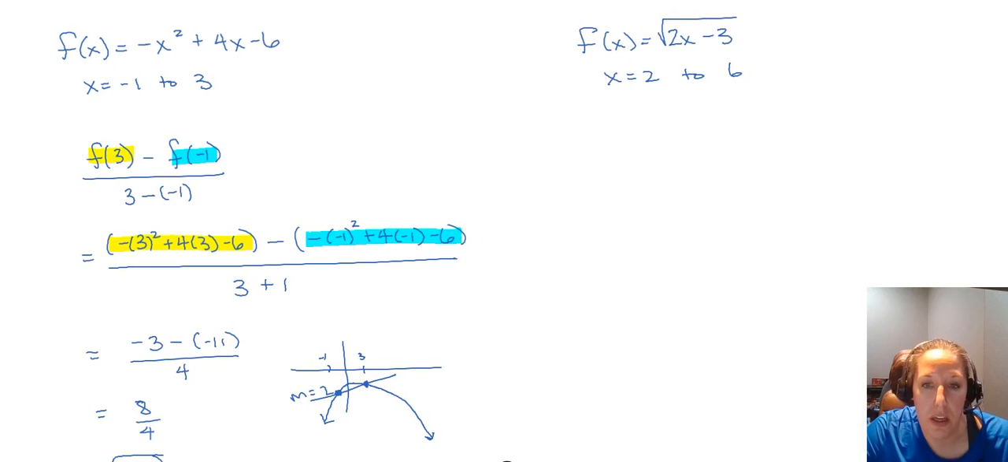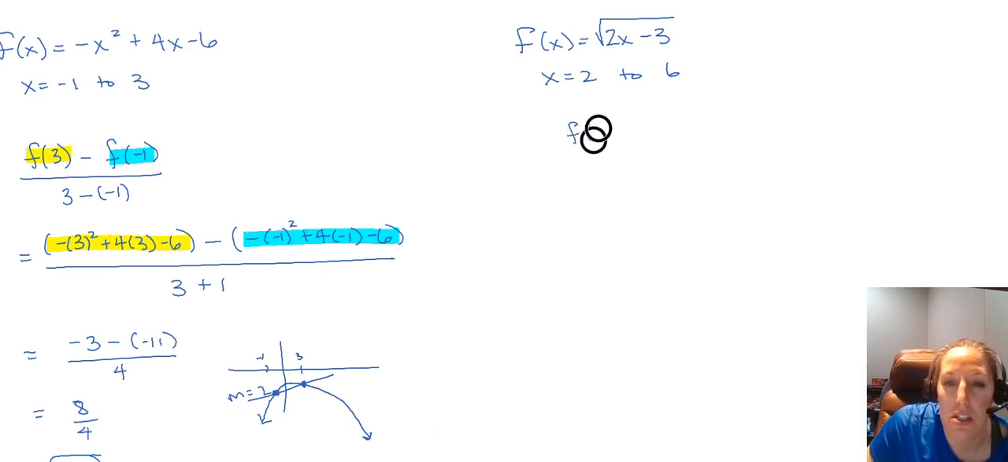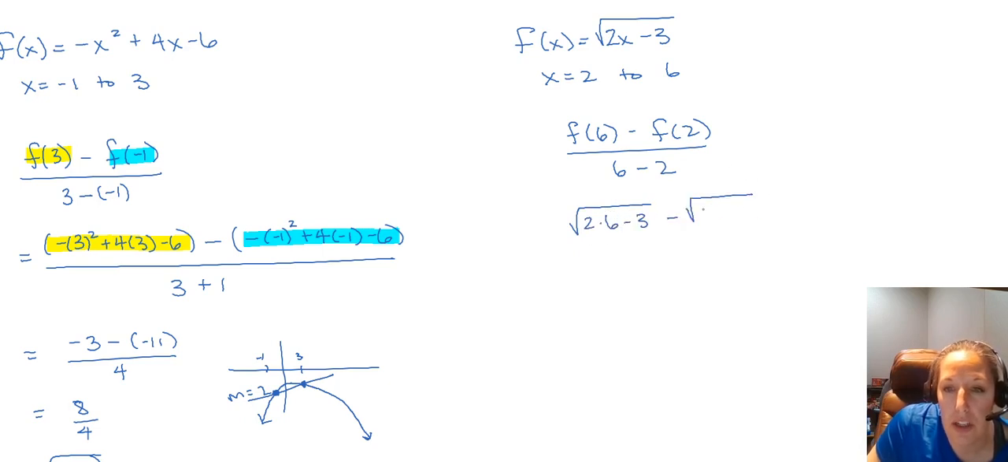Alright, let's do the same thing for the function f of x equals the square root of 2x minus 3. Same exact approach. Here we're looking from x equal 2 to x equals 6. So that's going to be f of 6 minus f of 2 over 6 minus 2. Again, it does not matter which one you plug in first, as long as if you plug in the 6 first, 6 goes first on the bottom, and vice versa. So if we plug in a 6 there, we're going to get the square root of 2 times 6 minus 3. And if we plug in a 2, we get 2 times 2 minus 3.